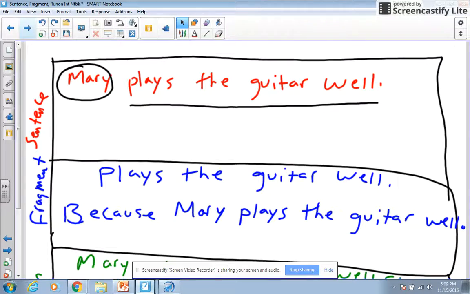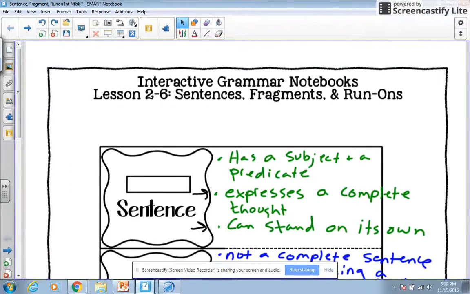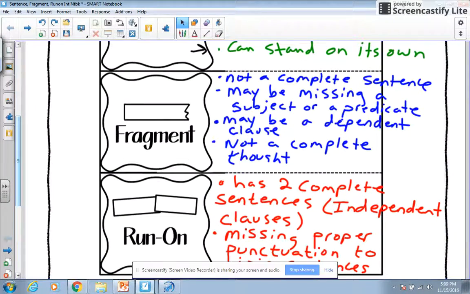Next thing we're going to talk about is a sentence fragment. A sentence fragment, first of all, is not a complete sentence, and there's two reasons it's not complete. The one reason it's not complete is because it could either be missing a subject or a predicate. Another reason it may not be complete is because it's a dependent clause. Remember, we said a dependent clause has a subject and predicate, but it begins with a subordinate conjunction, and that's what makes it dependent on another part of the sentence.